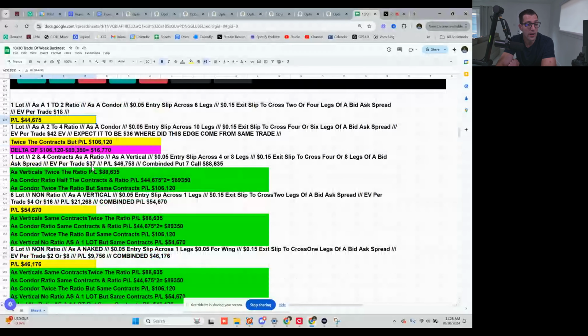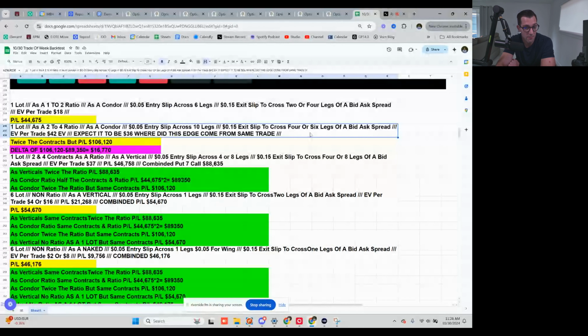Then if we trade it as a one lot still, so this is double the contract, but as a 2-to-4 ratio, and as a condor, we're paying 5 cents of entry slippage across 10 legs and 15 cents of exit slippage across 4 legs or 6 legs. Obviously, when we have more legs, again, more family to get out of the fire and the exit slippage, we should probably pay more, but that's not what we're showing in the backtest.